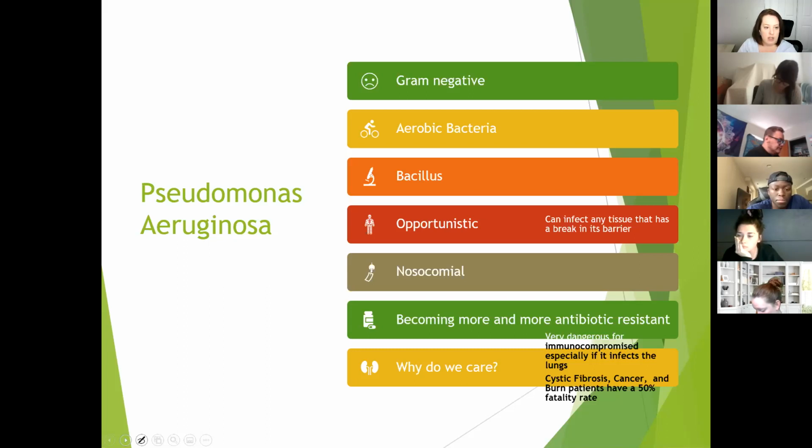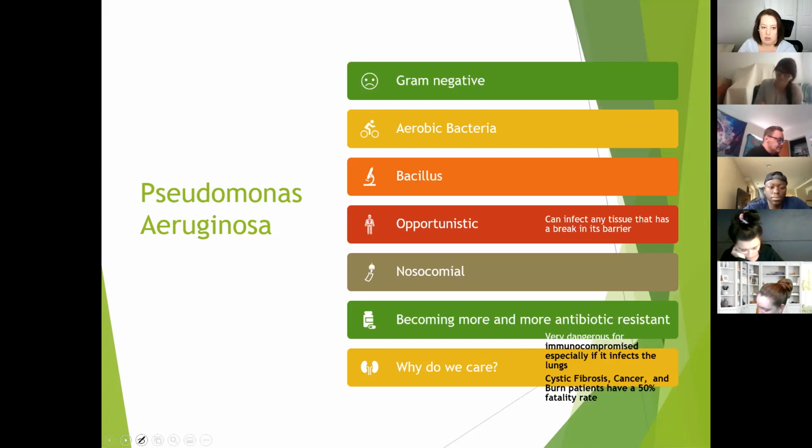So there are 2 CF centers in Colorado. You have the adult center at National Jewish and St. Joe's, and then Children's Hospital outpatient and inpatient has CF centers. So Pseudomonas is something, if you were working with that patient population, that you'll see commonly. And they are given inhaled antibiotics or IV.